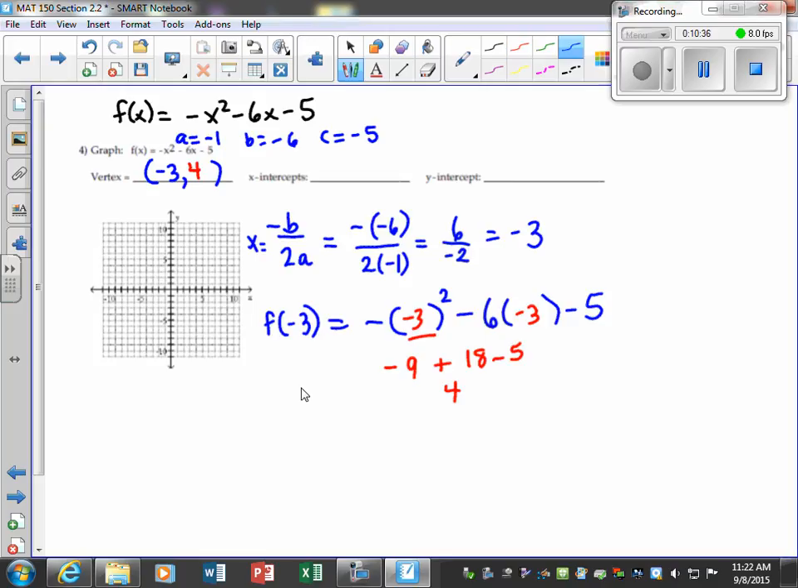Axis of symmetry, just for extra practice, is going to be the equation x equals what? The x value of your vertex, negative 3. Whatever your x value of your vertex is, the axis of symmetry is that equation. Now they ask us to find the x-intercept and the y-intercept.